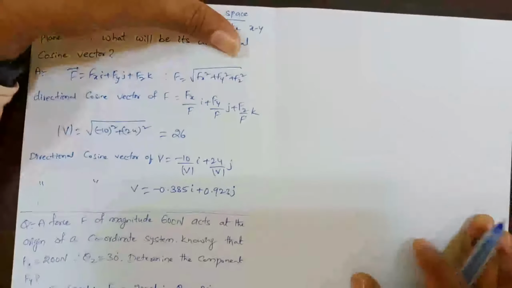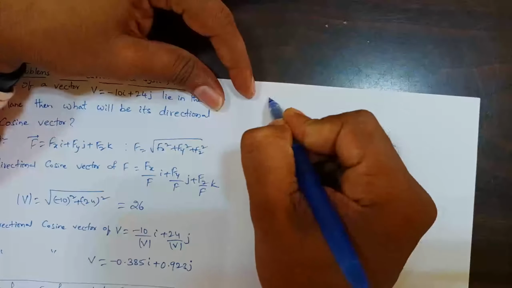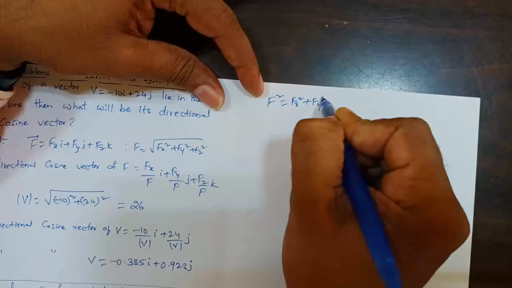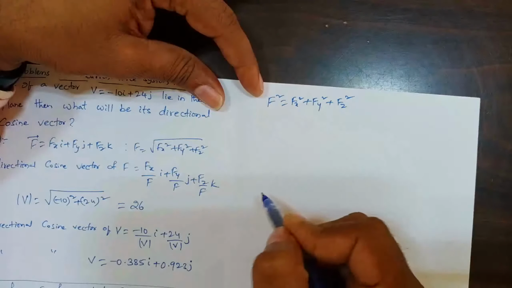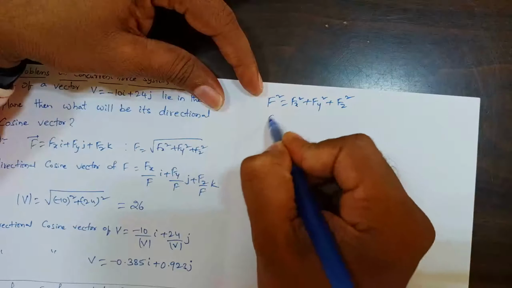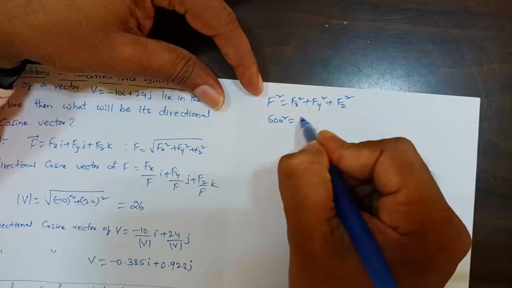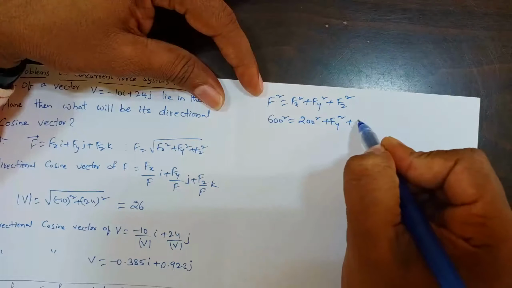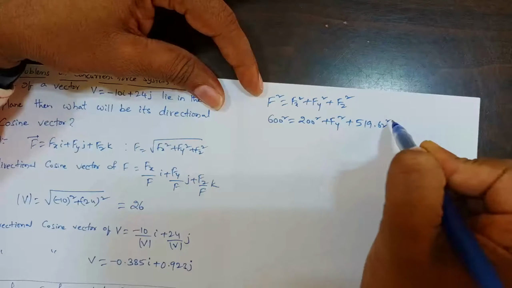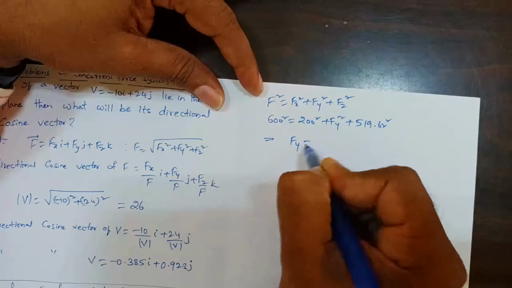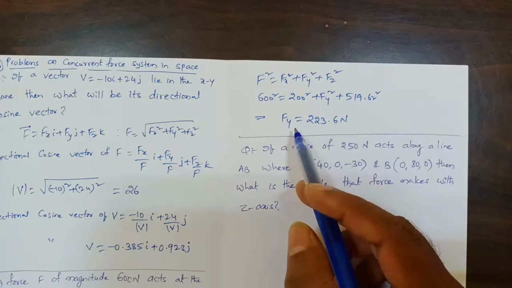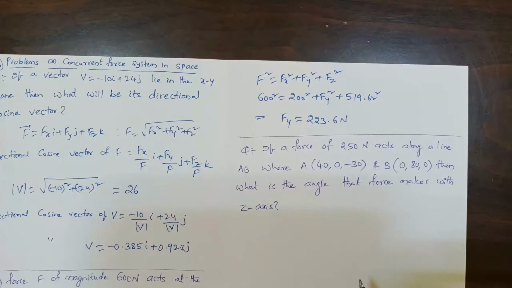Once we know Fx, now Fx is given, Fz is known to us, we know F, we can find out Fy using the formula. That is F square is equal to Fx square plus Fy square plus Fz square. So F is equal to 600 square, Fx given 200 square, Fy we have to find out, and Fz 519.62 square. From here, after substituting the values, we get this Fy equal to 223.6 Newton.